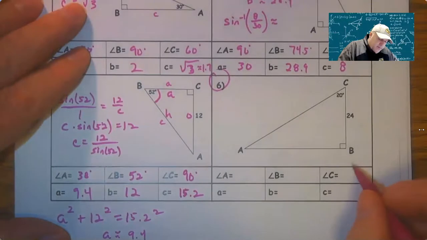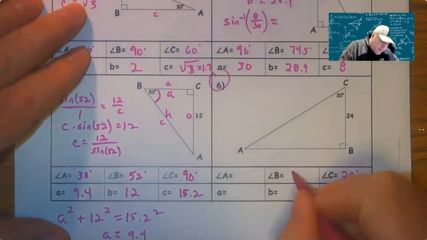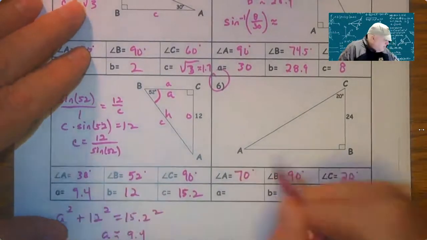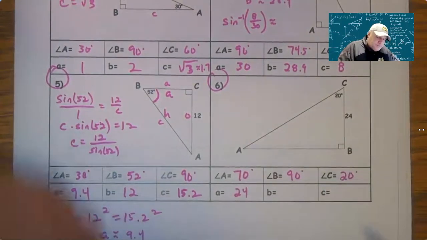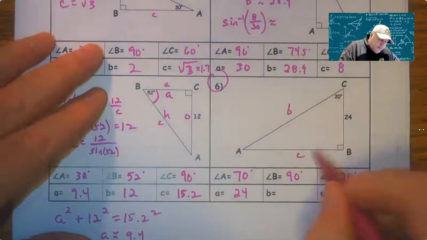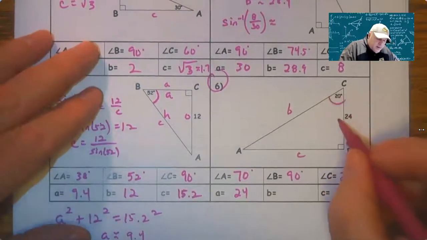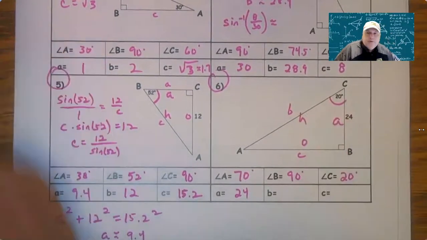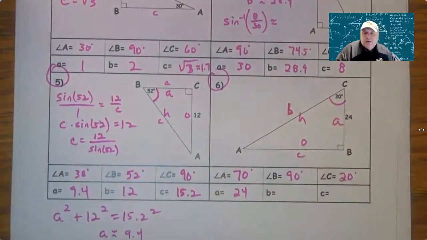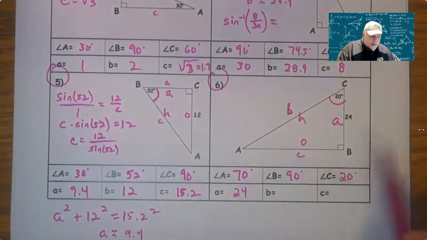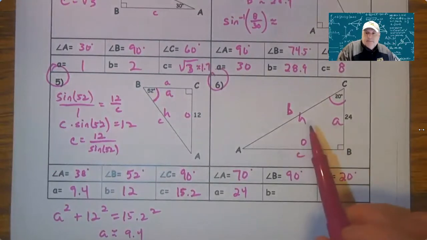All right, moving very quickly through this. B is 90, making angle A 70. Side A is 24. Okay, and so we can do this. I'm going to pick up here, so adjacent, hypotenuse, opposite. See how I do that every time. Adjacent, hypotenuse, opposite. So we have the 24 and the B. I'm going to use those first.